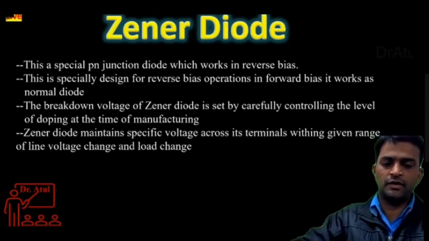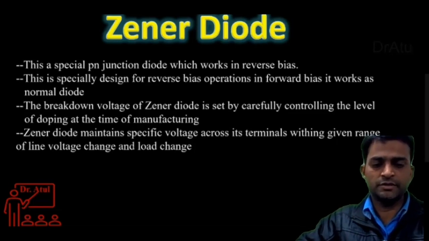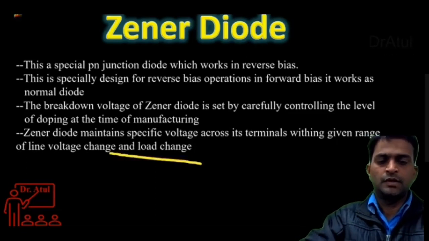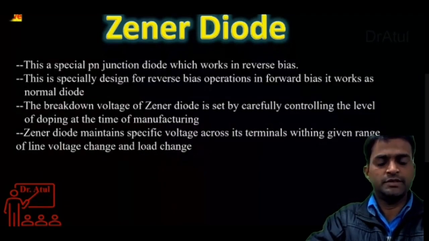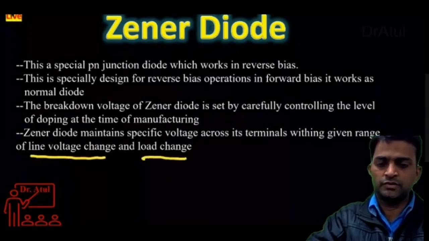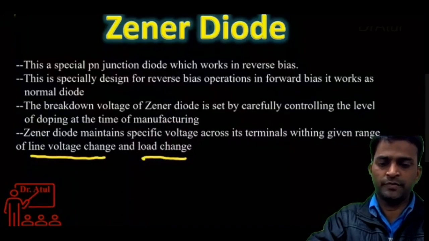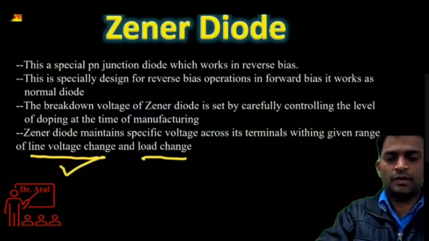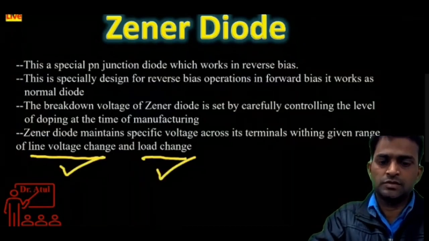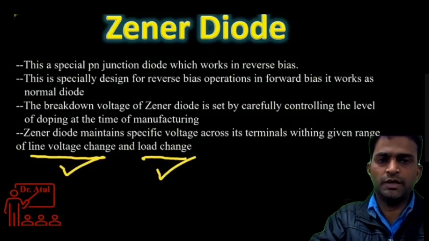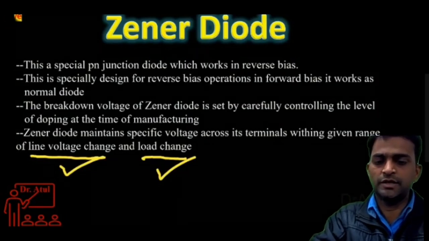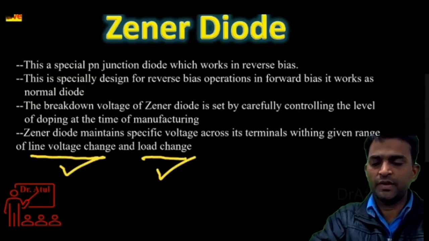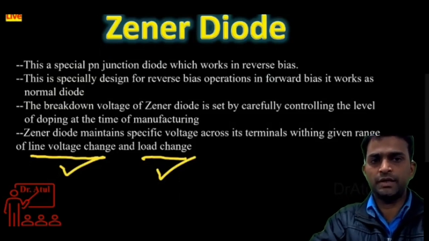Another thing is that the Zener diode maintains a specific voltage across its terminals within the given range of line voltage change and load change. You can see there are two terms here: one is line voltage change, another is load change. When you have a Zener diode connection, the line voltage means the input voltage, and the load is connected at the output of the circuit. That load can be changed because of practical considerations.